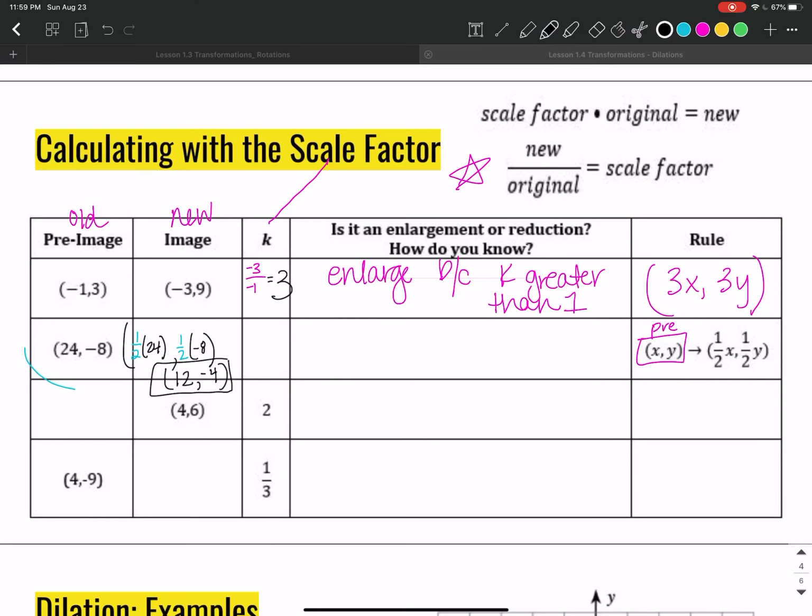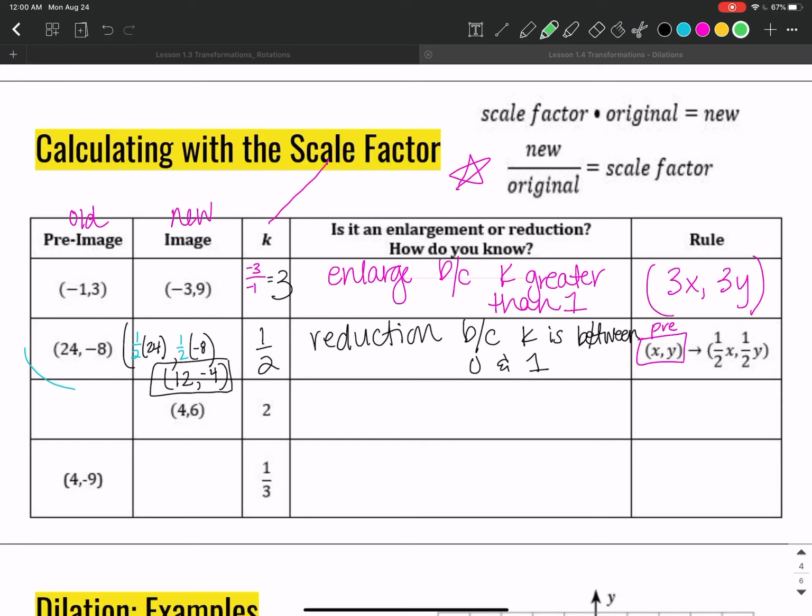We know that our scale factor, our k, was 1/2. And it should be a reduction. And it's a reduction because k is between 0 and 1, because obviously 1/2 would be in between. All right, pause the video and then try the next two on your own. Hit play and then you can check your work.